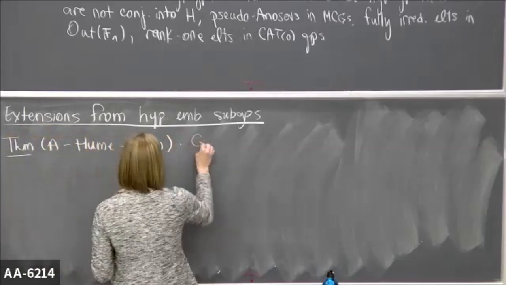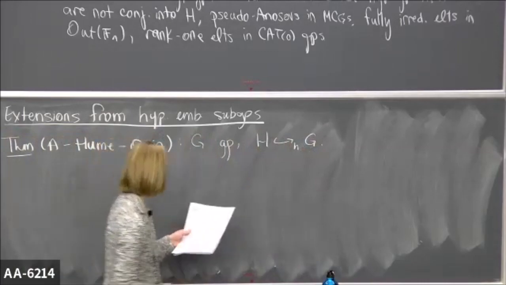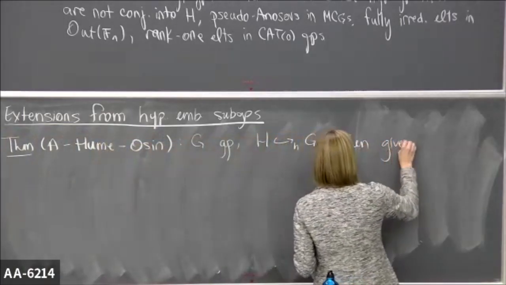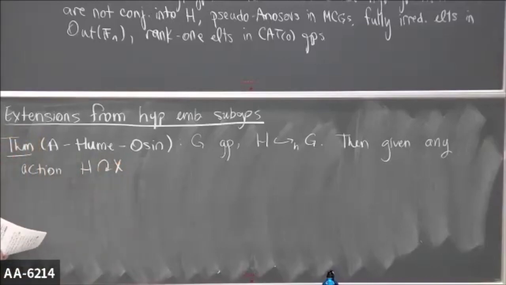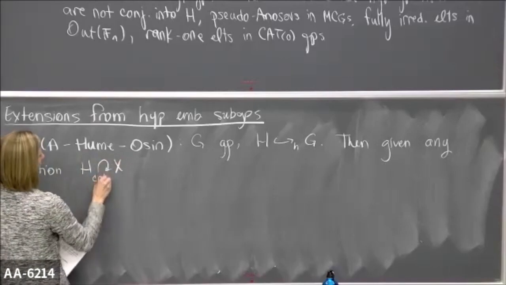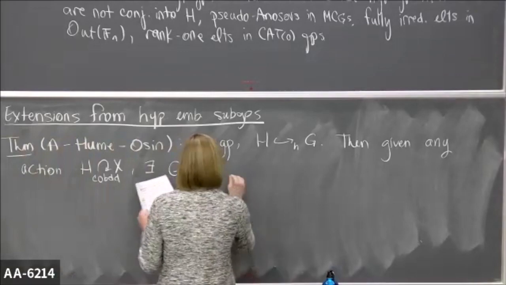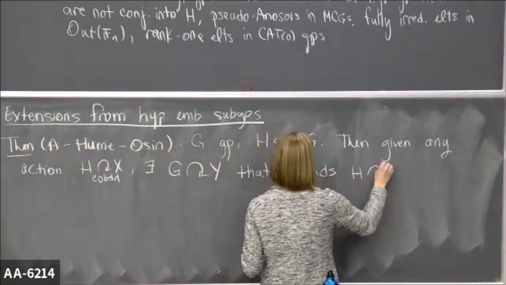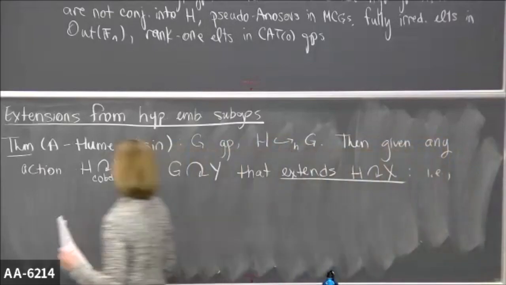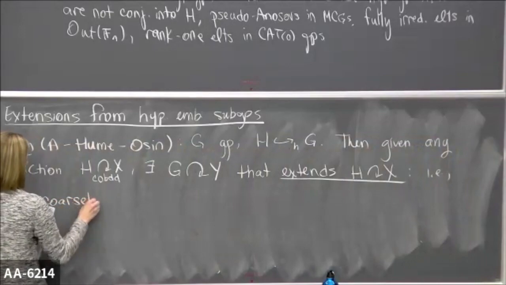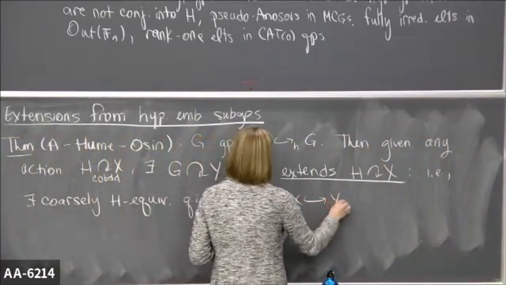If G is a group and H hyperbolically embeds into G, so we have some hyperbolically embedded subgroup, then given any action of H on some metric space X, with no assumptions other than it's an action, maybe a co-bounded action by isometries, there exists an action of the group G on some possibly different metric space Y that extends the action of H on X. And what I mean by extending the action of H is that there exists a coarsely H-equivariant quasi-isometric embedding of X into Y.